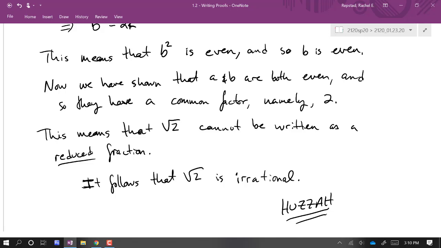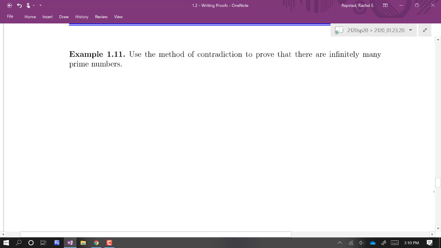Do you guys want to do another contradiction proof? They're pretty fun. Yeah, well, if you want to, then it feels more fun, right? Okay. So we're going to show that there are infinitely many prime numbers. There are, in fact, infinitely many primes.